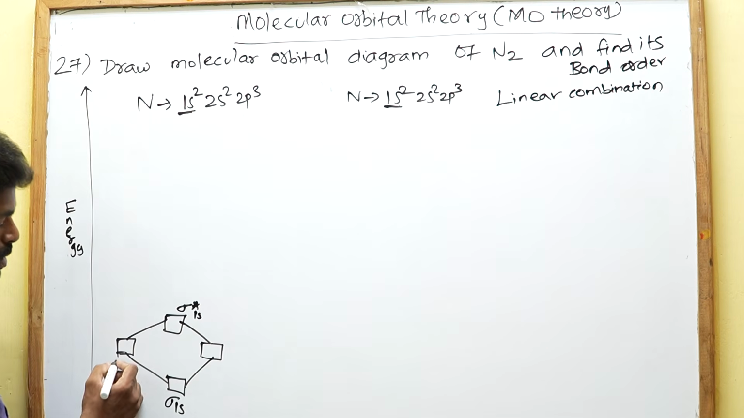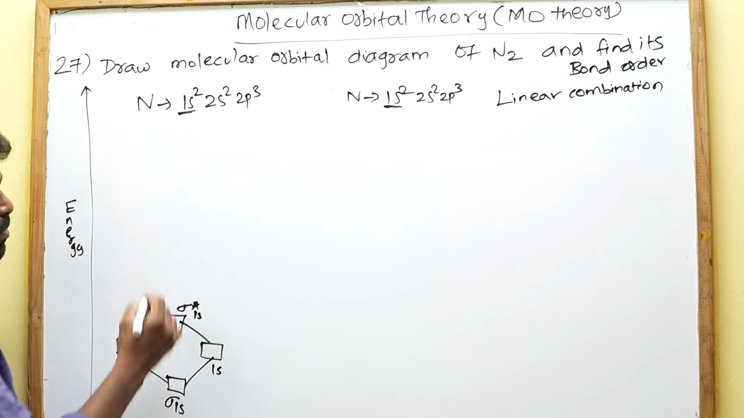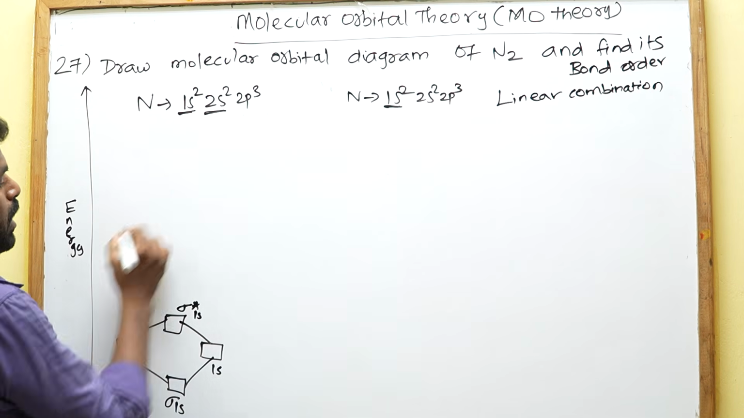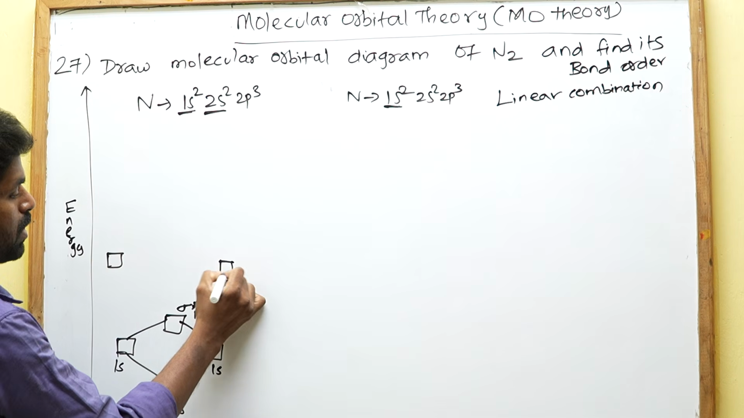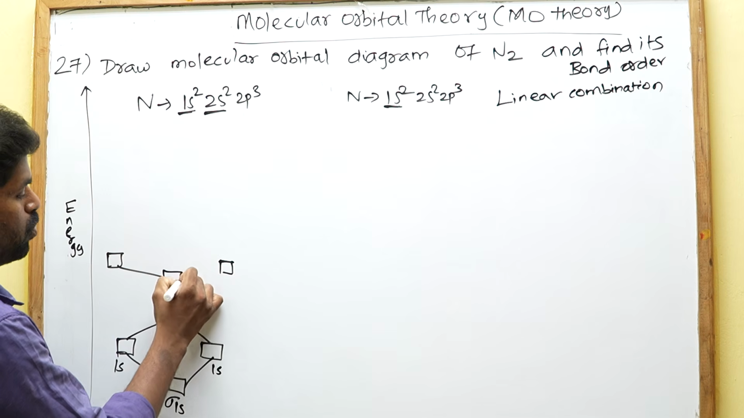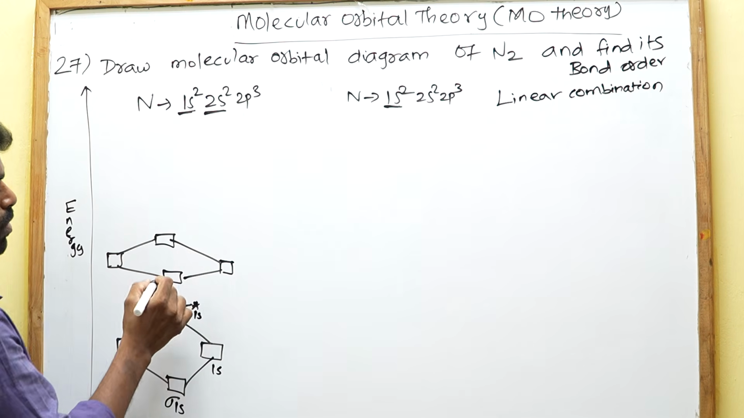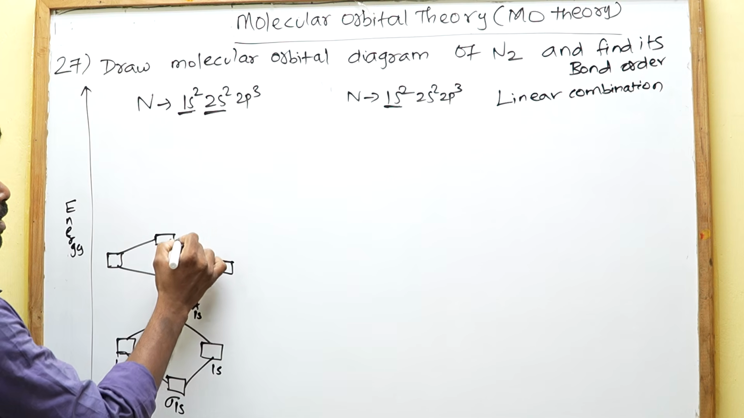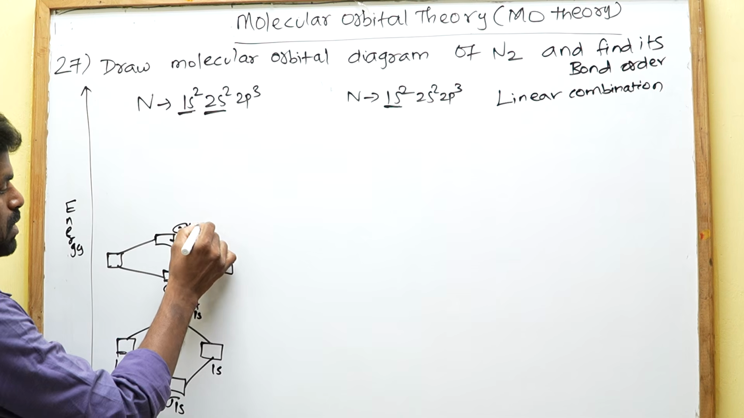One 1s atomic orbital, another 1s atomic orbital. Similarly, next we can do the same for the 2s orbital. So 2s of the first nitrogen, 2s of the second nitrogen. It can form two types of molecular orbitals, namely sigma 2s and sigma star 2s.